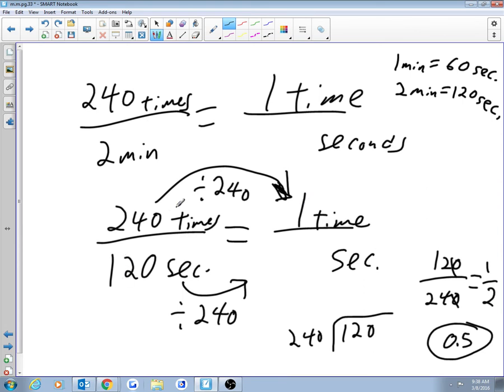So what we do to the top, we got to do to the bottom. 120 divided by 240 will give us our number of seconds for 1 time. If you're doing this 120 divided by 240, you can make that into a fraction. Cross out your zeros, you get 12 over 24, which equals, divide by 12, 1 half. 1 half is 0.5. So it would be 0.5 seconds.